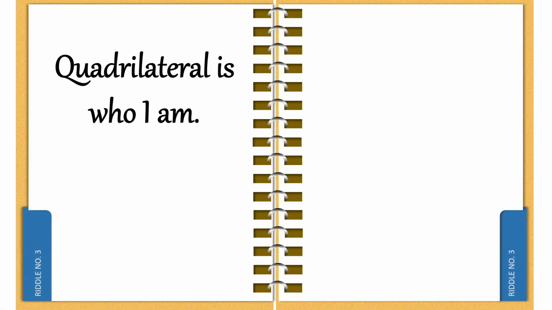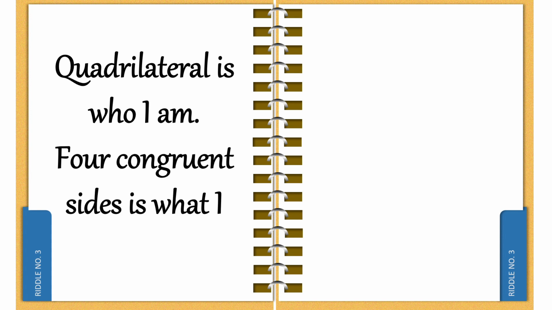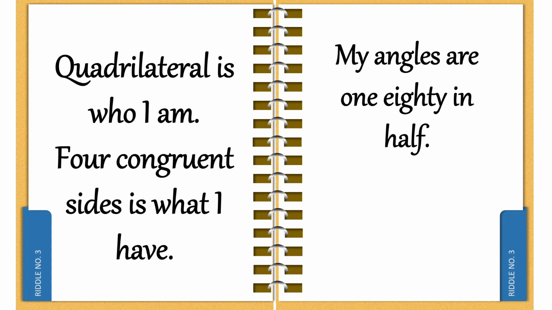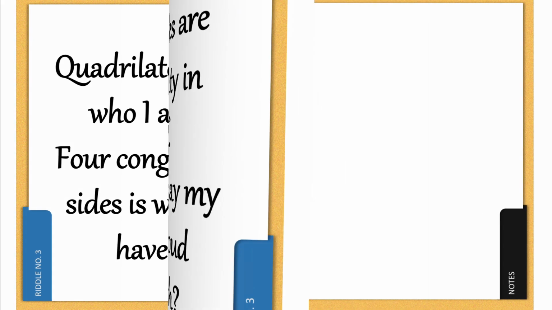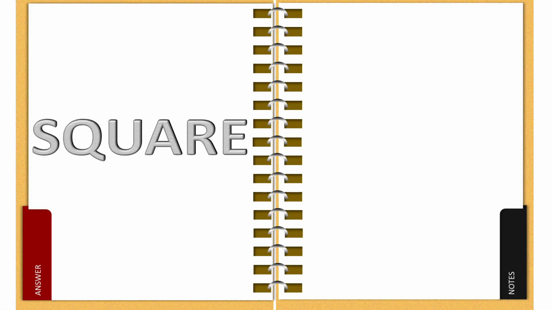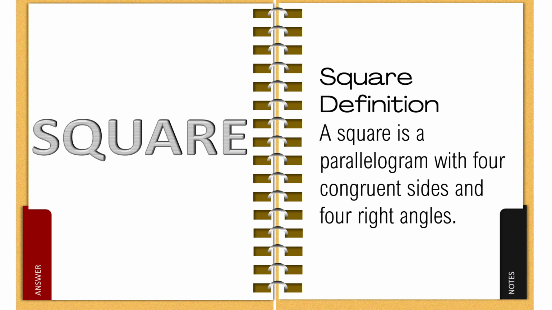Quadrilateral is who I am. 4 congruent sides is what I have. My angles are 180 in half. Can you say my name loud enough? Square is the correct answer. This is the definition that supports the answer to the riddle.